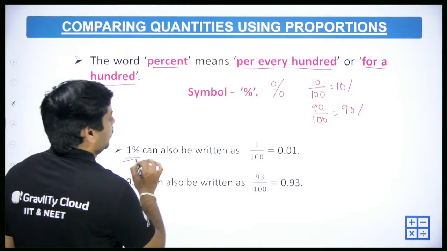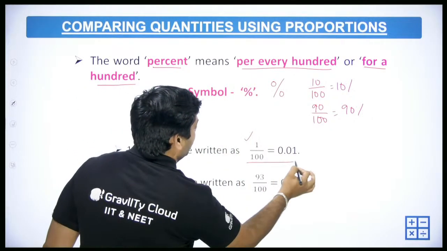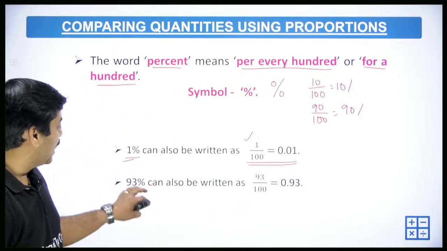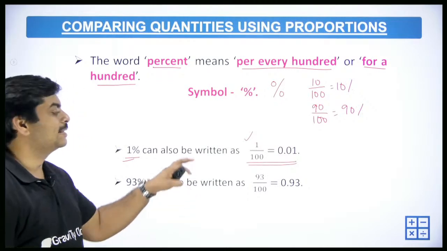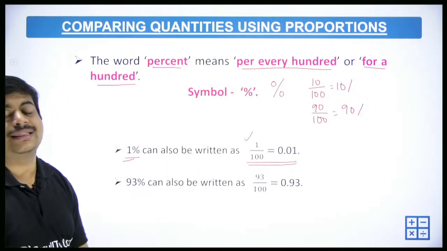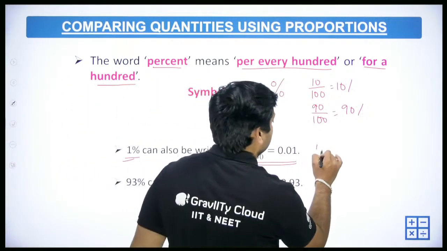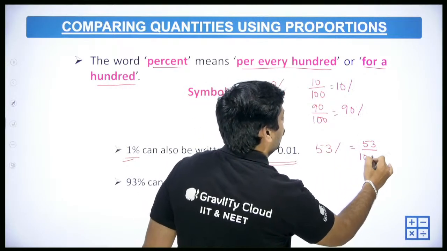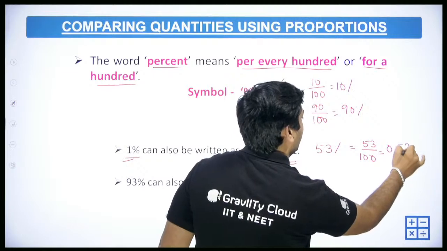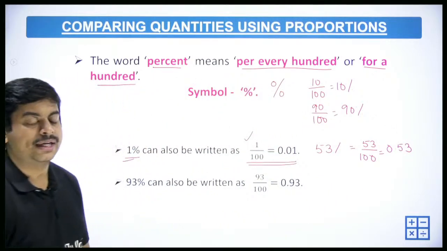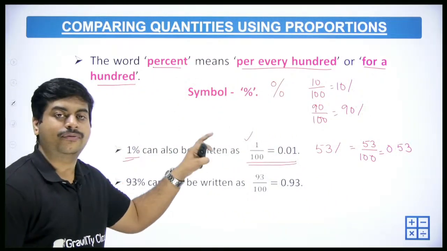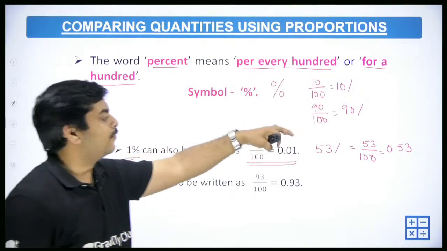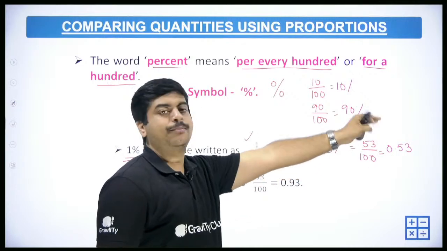1% can be written as 1 by 100, and in decimal notation, we can also write that as 0.01. 93% can also be written as 93 by 100, which is 0.93. For example, 53%, which is 53 by 100, which is 0.53. So we have different representations: you can write 53%, 53 by 100, or 0.53.